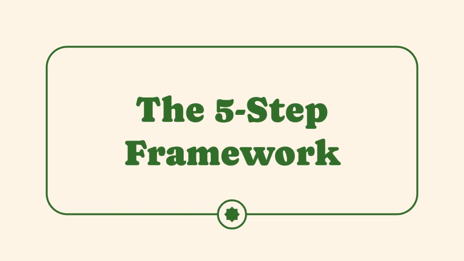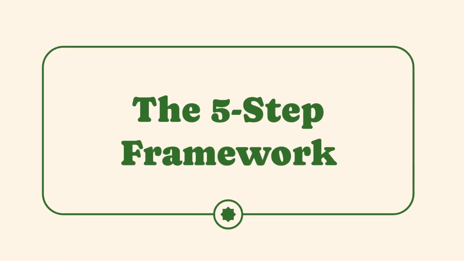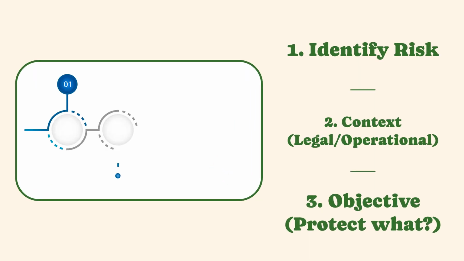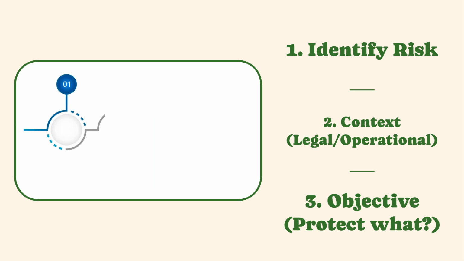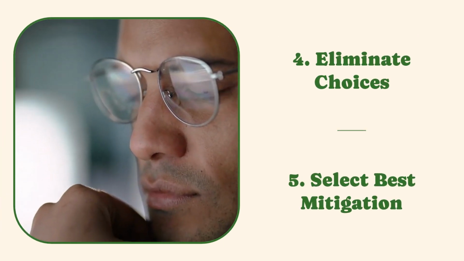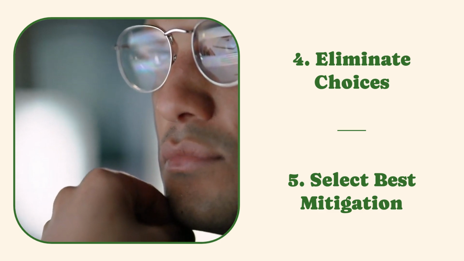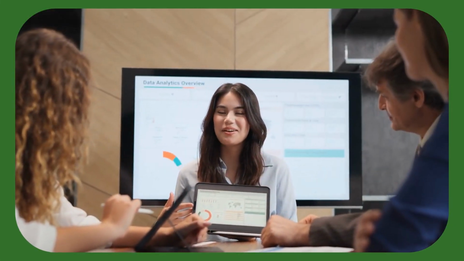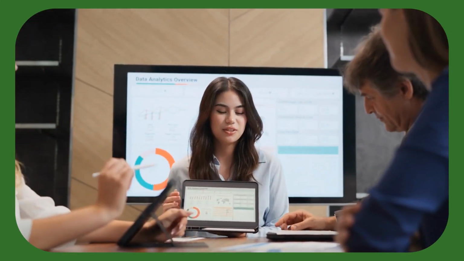Now let's walk through the 5-step framework we will use for every question. The first 3 steps are: identify the core risk, understand the legal or operational context, and define the primary security objective. The final 2 steps involve eliminating the weak options and then selecting the best mitigation strategy that aligns with your risk assessment. Let's apply this structured framework to a classic sample CPP question.